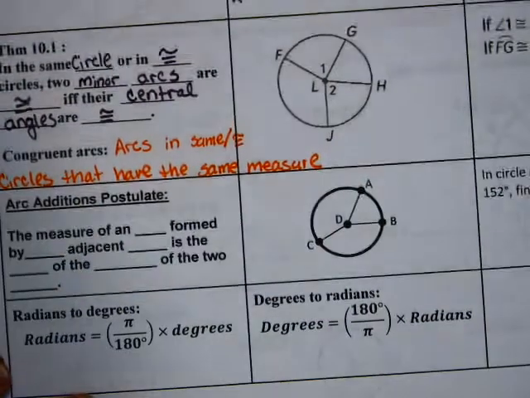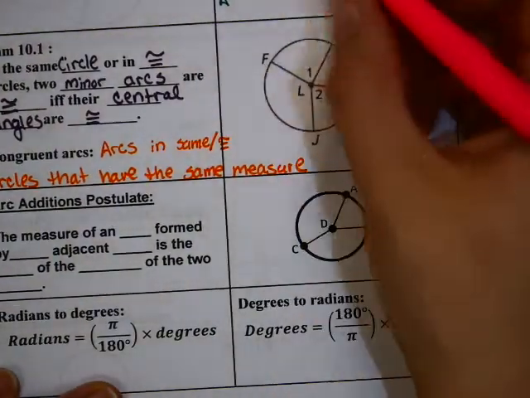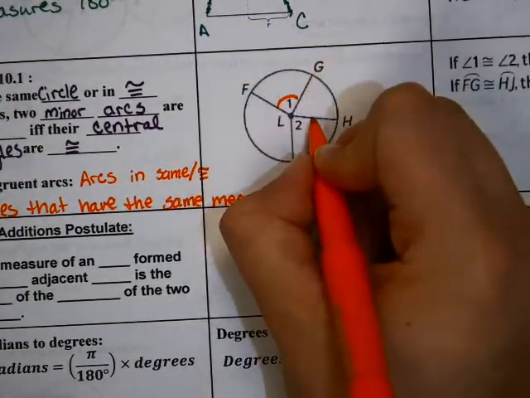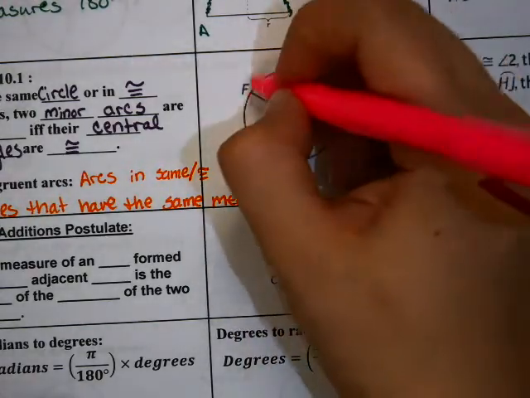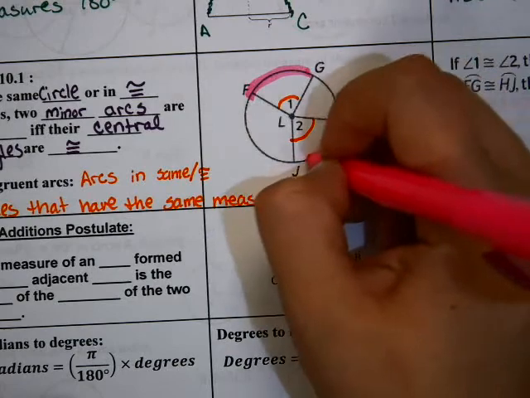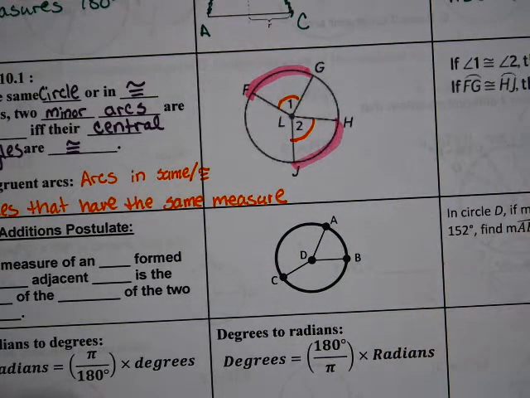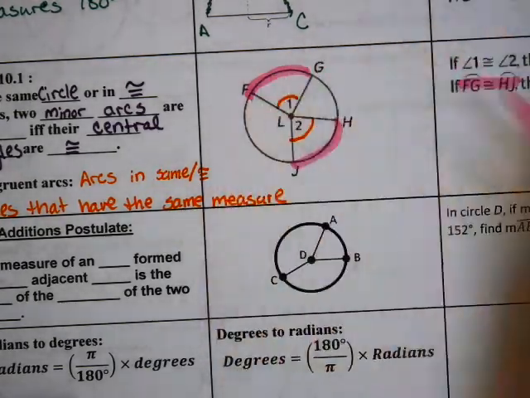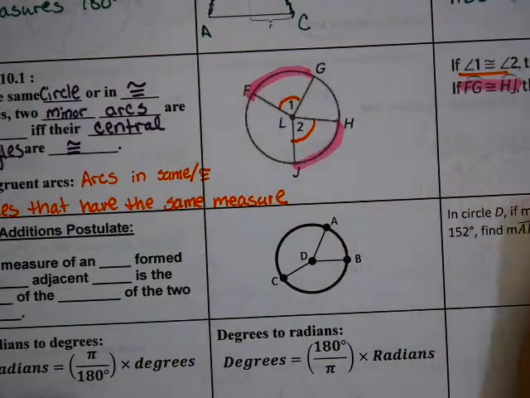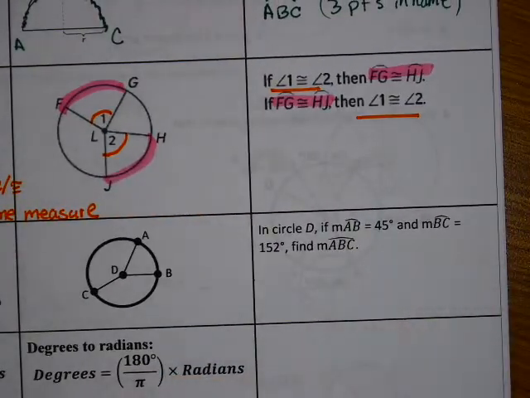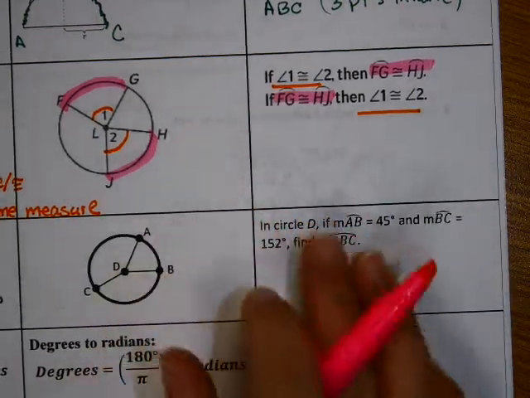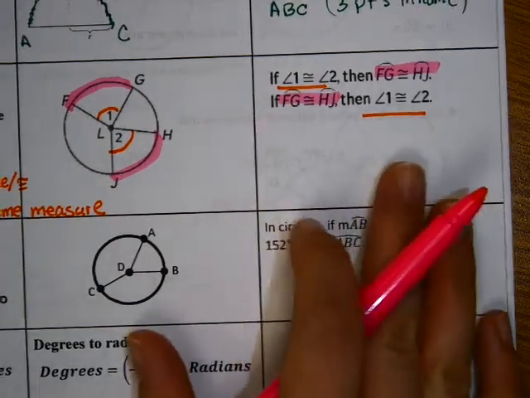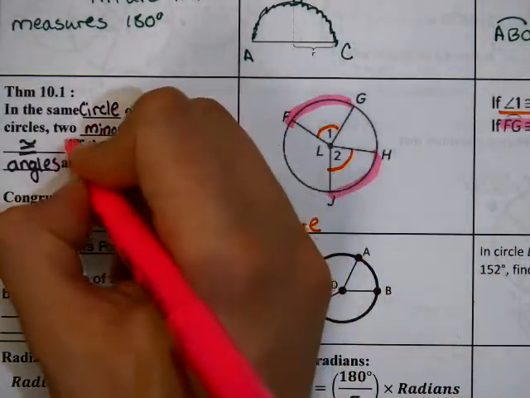So for example, in this picture here, if I know that angle 1 is congruent to angle 2, then the arc FG is congruent to arc HJ. Now vice versa. If I am given first that these arcs are congruent, then their central angles are congruent. So here we have the converse. That's why we used an if and only if in the definition of this theorem.